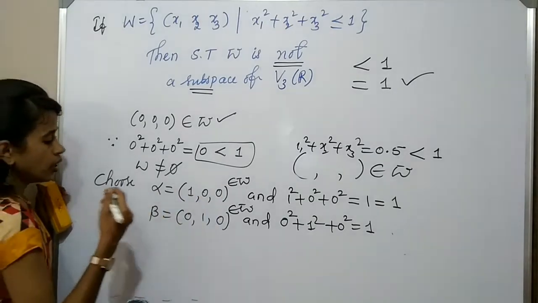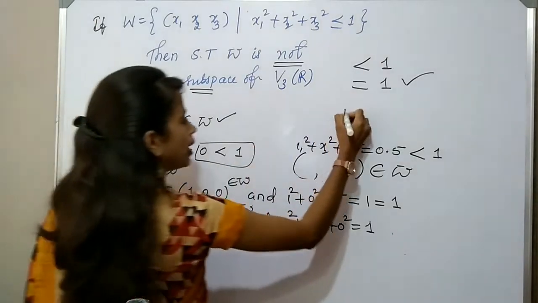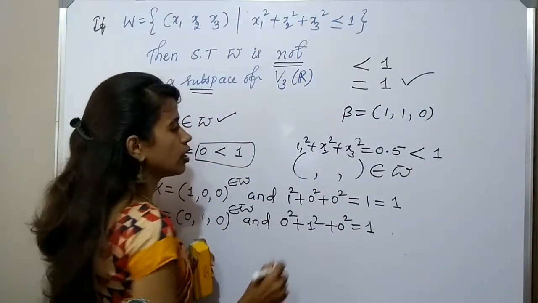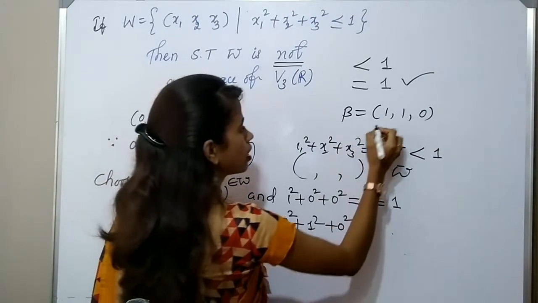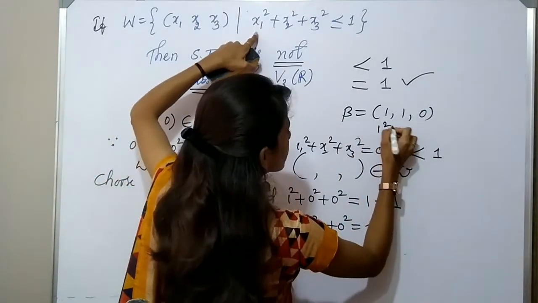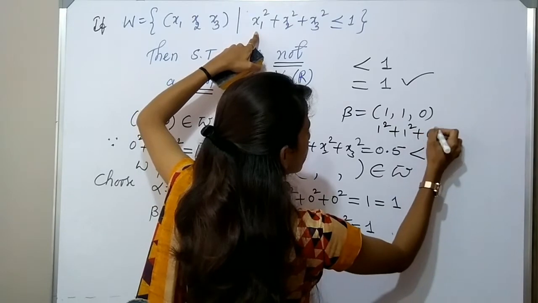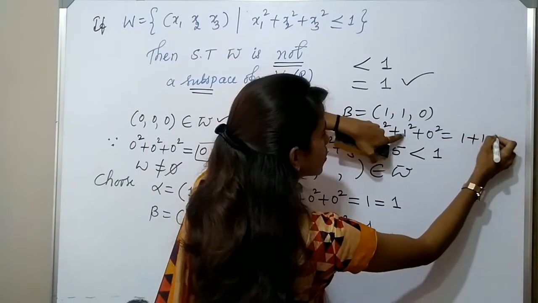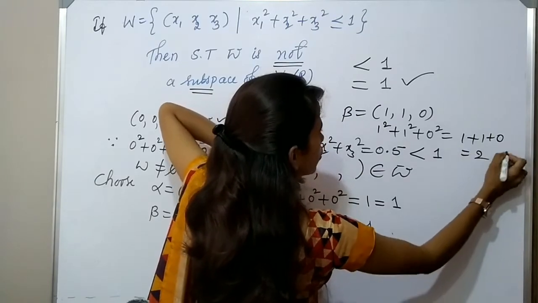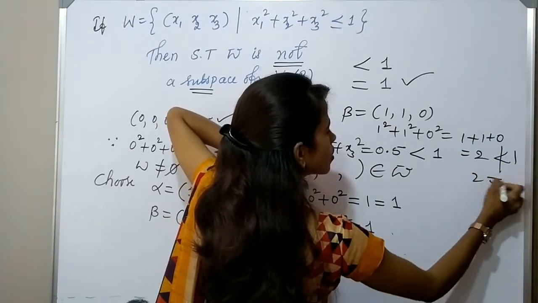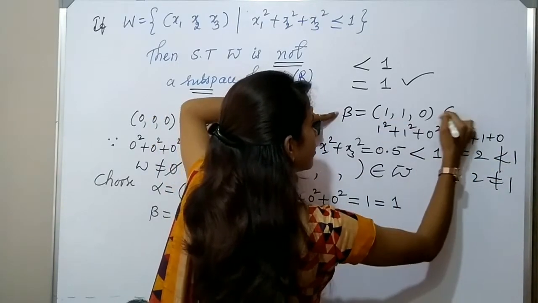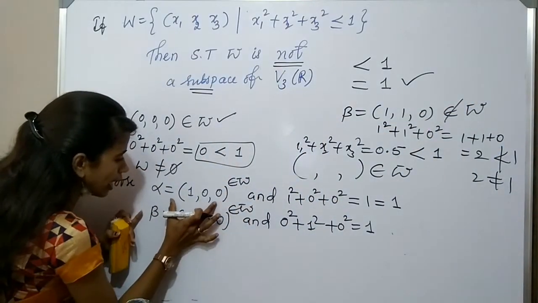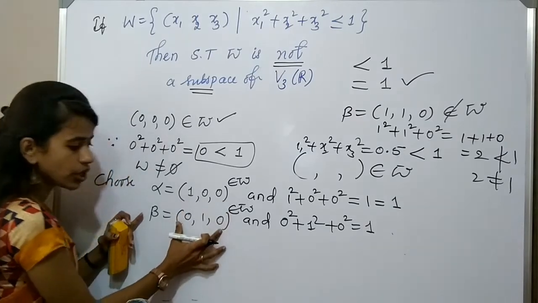Now, if I take beta equal to (1, 1, 0), which is also a triplet, then the first coordinate squared, second coordinate squared, and third coordinate squared give what? 1 squared is 1, 1 squared is 1, 0 squared is 0. So the sum is 2. 2 is not less than 1 and not equal to 1, so this beta does not belong to W. That is why I am choosing the elements like this: (1, 0, 0) and (0, 1, 0).